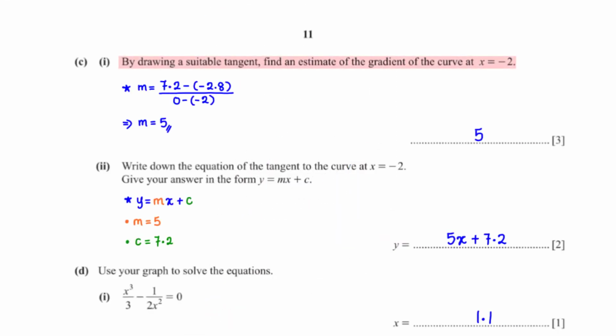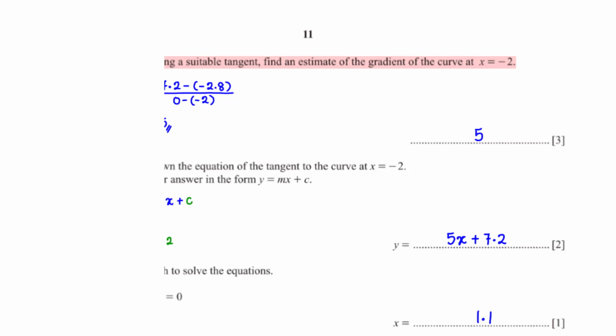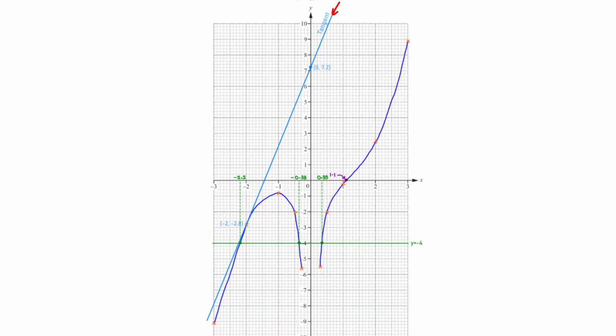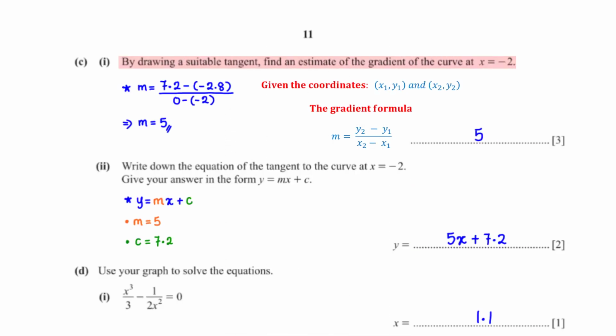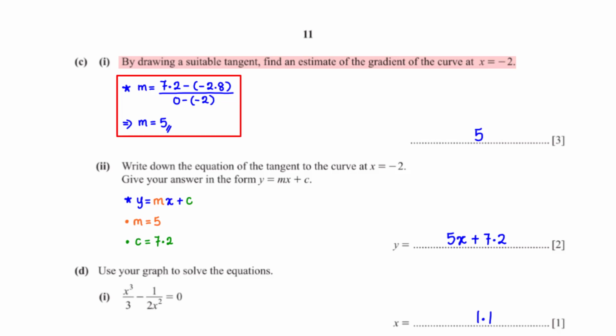By drawing a suitable tangent, find an estimate of the gradient of the curve at x equals negative 2. On the grid, we draw a tangent to the curve at x equals negative 2. Then we pick 2 points on the tangent, which we are going to use to estimate the gradient. By applying the gradient formula, we have the gradient m as 7.2 minus negative 2.8 divided by 0 minus negative 2, which is equal to 5.